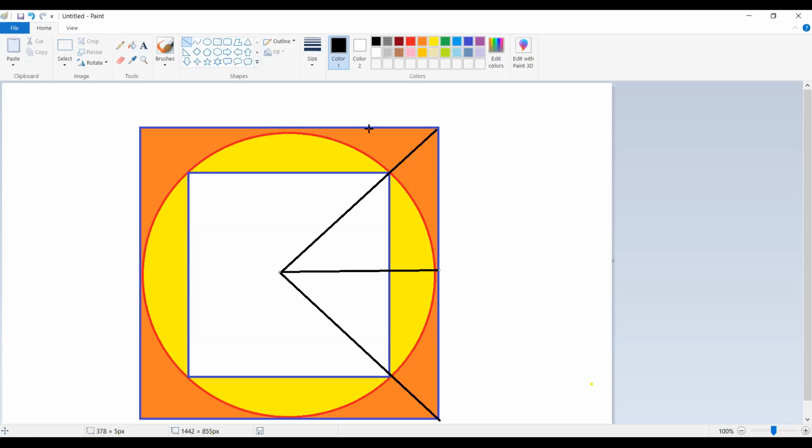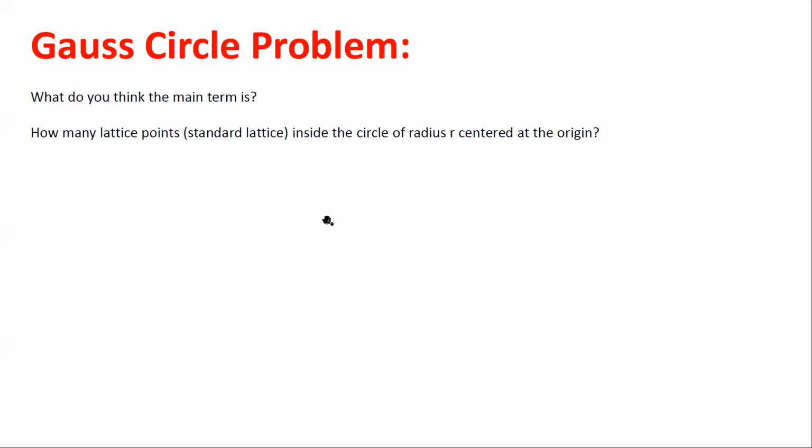I absolutely agree. So shifting back to what we expect the main term to be: what multiple of r squared? Any thoughts? 2r squared. Okay, why 2r squared? Because of the main term in the error, or the main term in just how many lattice points? Oh, pi r squared. Yeah, because the circle has area pi r squared.